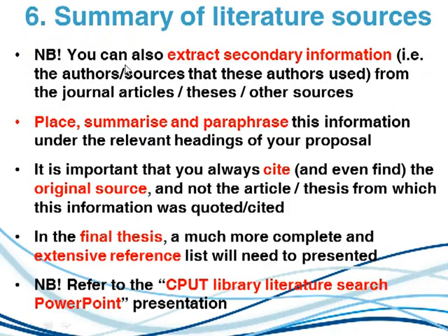Right, so summary of main literature sources. Yeah, so this is what I said. You can also extract secondary information from authors from these journal articles, i.e. the authors and sources they use. Place and summarize and paraphrase this section under relevant headings in your proposal. So I've just shown you how to do that. But it's important you always cite the original source. And if you find that someone's citing the same source all the time, go and actually find that article.